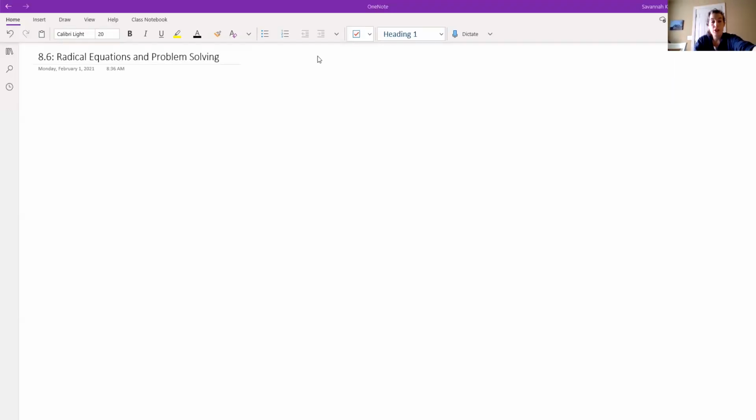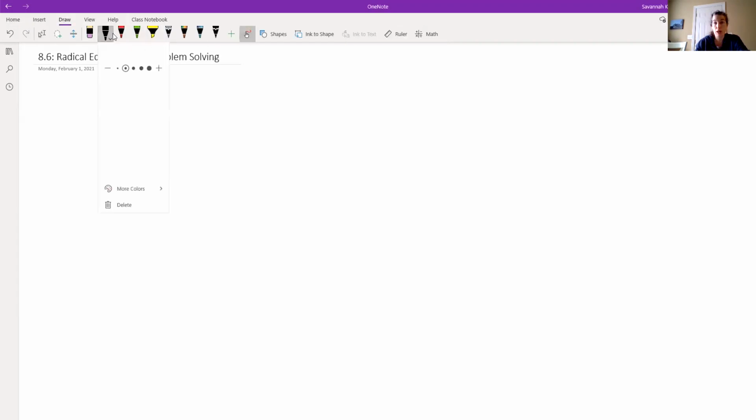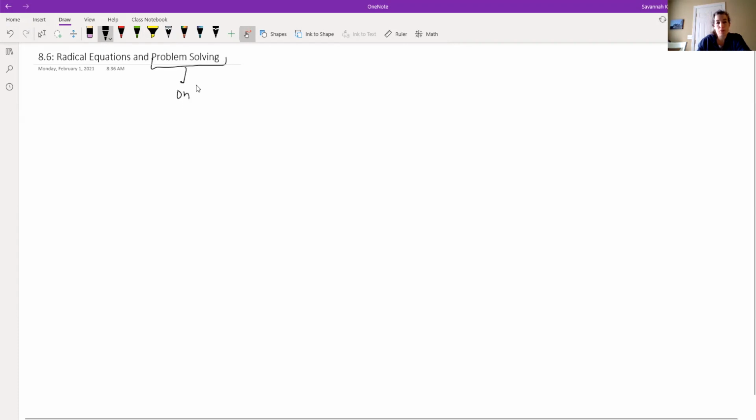Time for section 8.6, which is all about radical equations and problem solving. Now, problem solving usually means word problems. You probably have caught on to that by now. That's their way of alerting us to some word problems. But in this section, we're only going to examine one type of word problem.